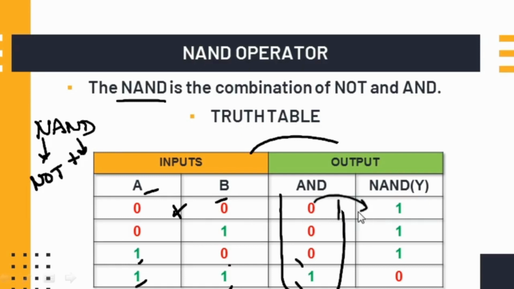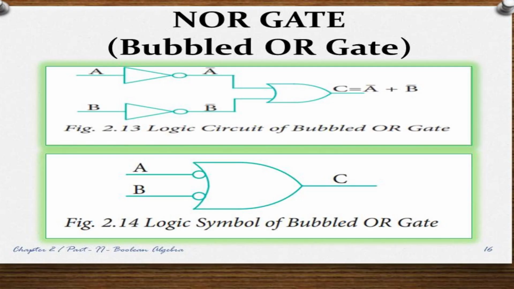So here we have 0. The opposite value of 0 is 1. And again the next value is 0, and the opposite value of 0 is also 1. Likewise, the opposite value of 1 is 0. So finally 1 1 1 0 will be the result of this NAND operator. We have to remember it is a combination of NOT and AND. We perform the AND operation, and then based on the result we use the NOT operator against that AND operation. Okay, that's all about the NAND operator.